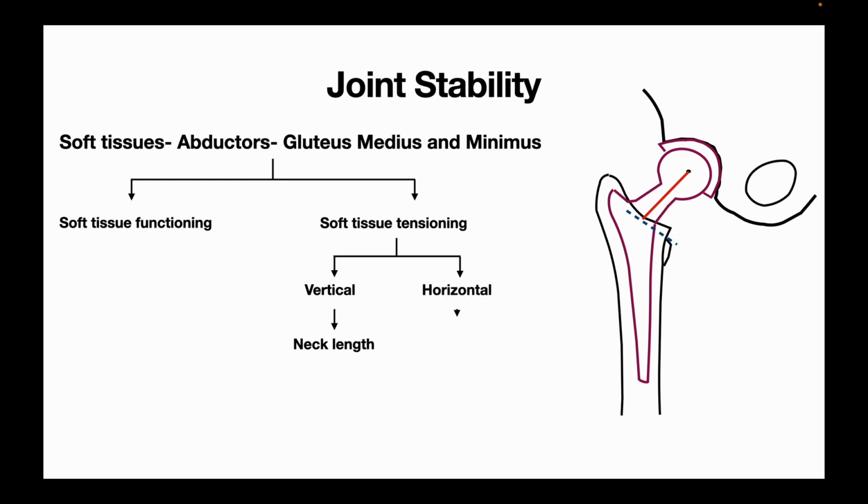In the x-axis, the soft tissue tensioning is measured as the offset of the hip, which is the line drawn from the center of the hip to the tip of the trochanter. The soft tissue functioning is usually predetermined by the patient's existing condition.